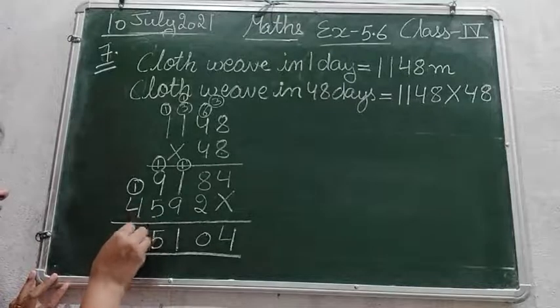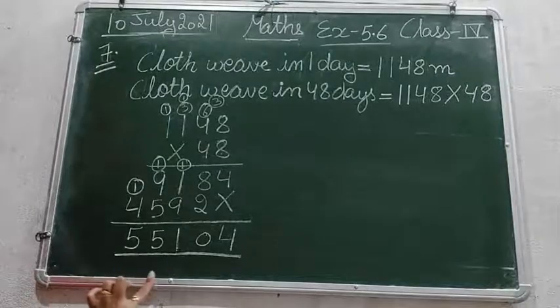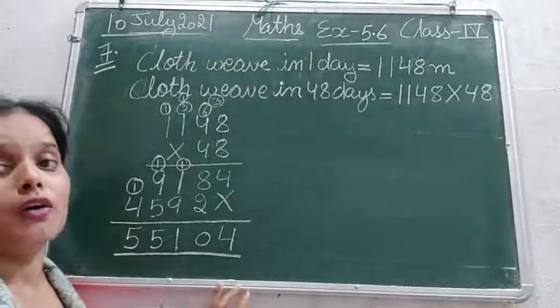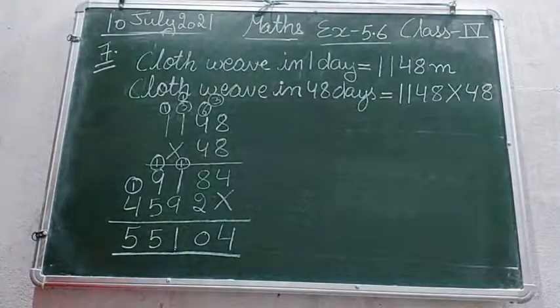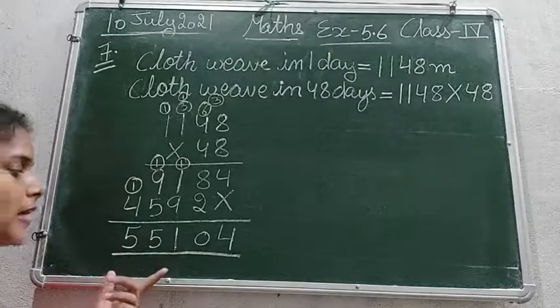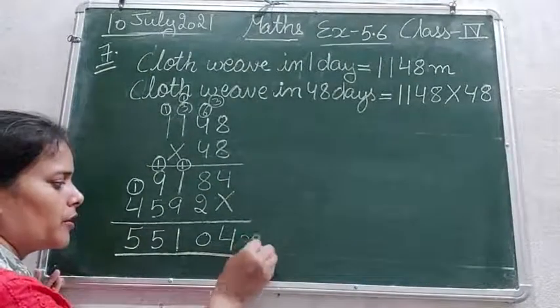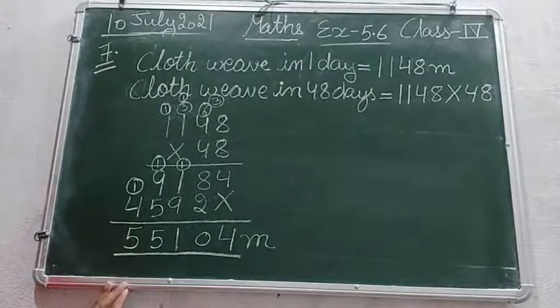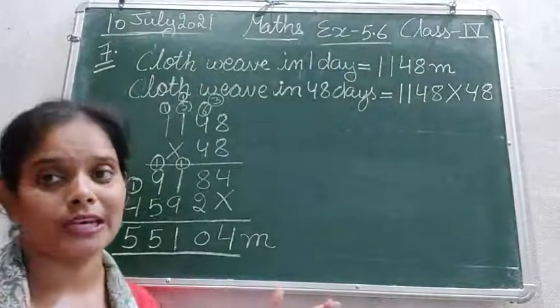Next, 4 plus 1, 5. So the product is 55,104. So what is this? 55,104 ये क्या है? So this is the total measurement of the cloth that is made on the weaving machine in 48 days. तो देखिए 48 days में कितना मीटर क्लोथ बनाया? That is 55,104 meter. This is the total length of the cloth that is woven on weaving machine in 48 days.